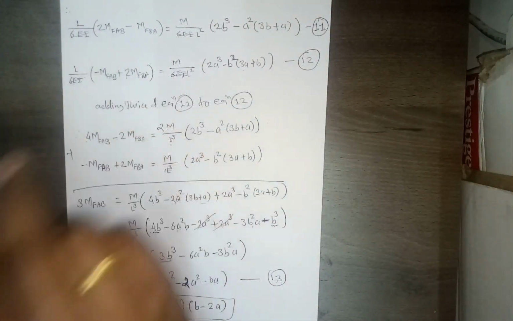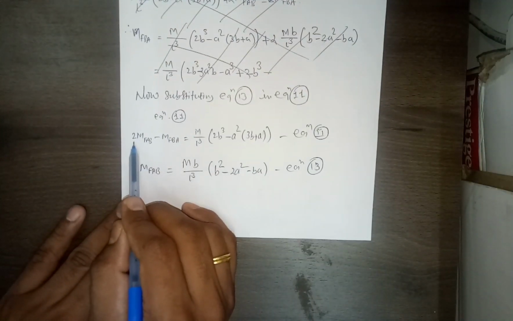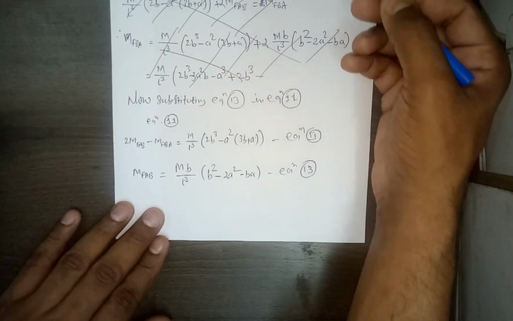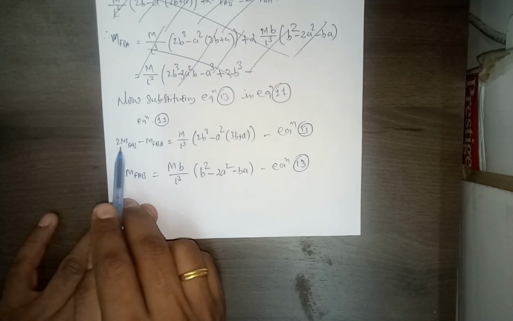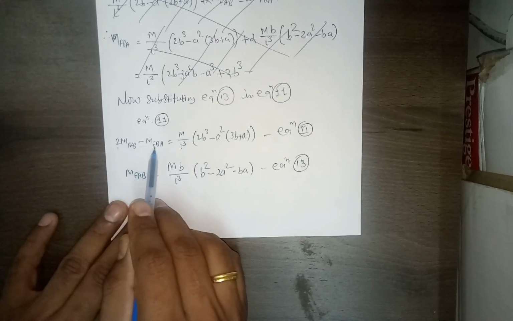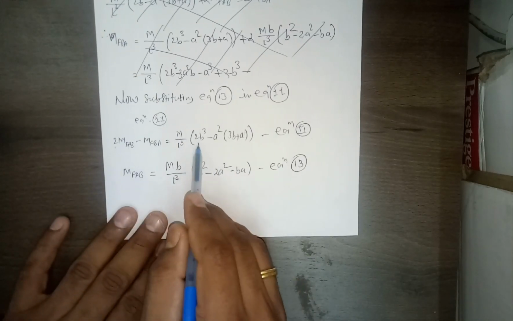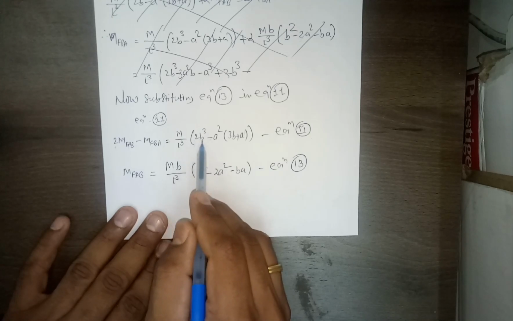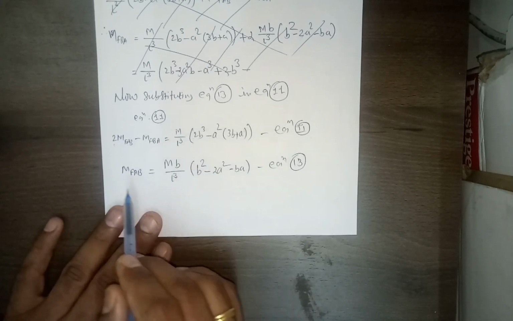We'll substitute that value here. So if you do that, what you will get is 2 MFAB. I am just rewriting both equation number 13 and 14 to revise. So equation number 11 is 2 MFAB minus MBA is equal to m by L cube in bracket minus b square minus a, sorry, 2b cube minus a square in bracket 3b plus a bracket complete.